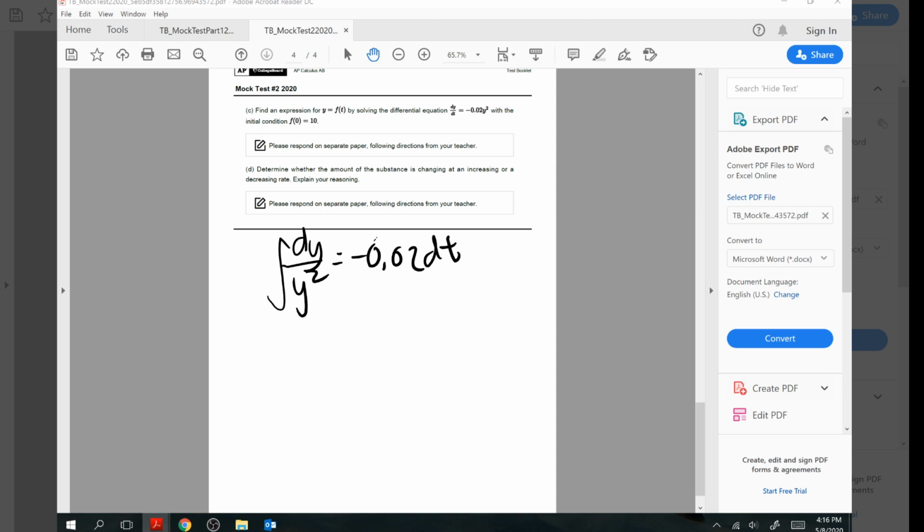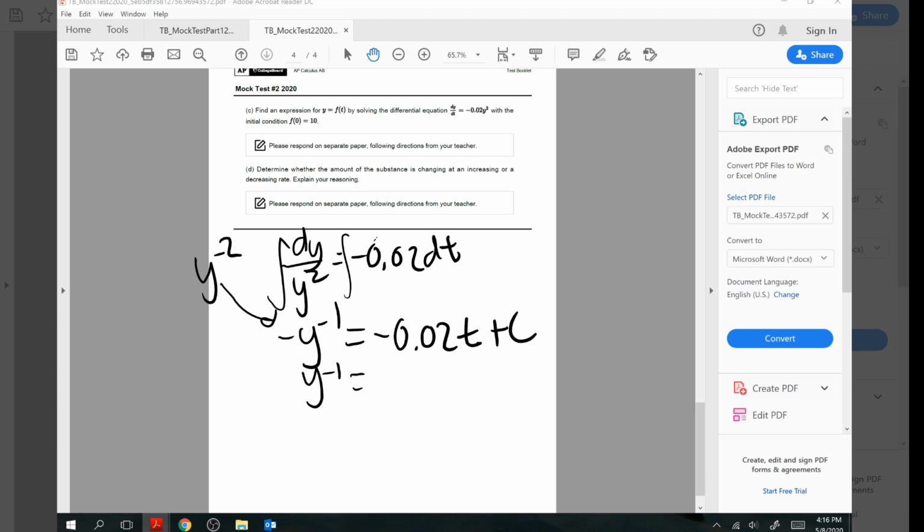So if we integrate this, we get negative y to the negative 1, because this is y to the negative 2, that we're raising the power by 1 and dividing by the new power, which is negative 1. So no natural log. Didn't see many natural logs, so that was kind of nice. This integrates to negative 0.02 t plus c, like so. Then we just multiply both sides by a negative. Y to the negative 1 equals 0.02 t plus a different c. We flip both sides. You get y equals 1 over 0.02 t plus c.